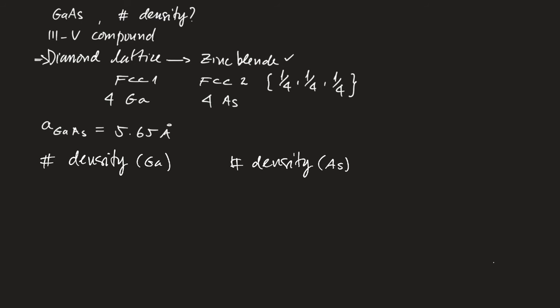But note that the diamond unit cell has two FCC structures where one of them is occupied by 4 atoms of gallium, and the other FCC by 4 atoms of arsenic. And both FCC compose the unit cell. So we expect the number density of these atoms to be equal, right? Because the volume of the unit cell is also the same for both. Well, we can use the lattice constant to calculate the volume of the unit cell.